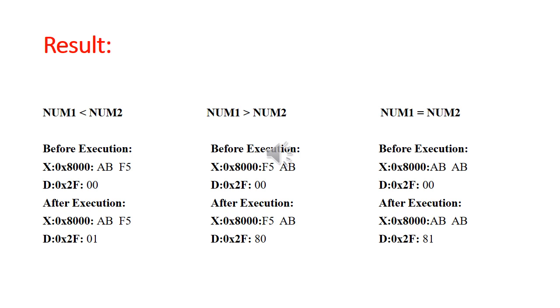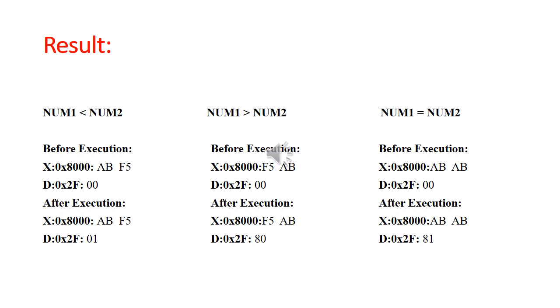So in this program we have taken the data AB along with F1. AB is taken at the 8000H memory location. F1 is taken at the 8001H memory location. You are going to compare these two data. So if num1 is less than num2, the AB value is less compared to the F1 value. In that case, what are you going to do? You are going to set the LSB bit. So the result after executing this program is 01.